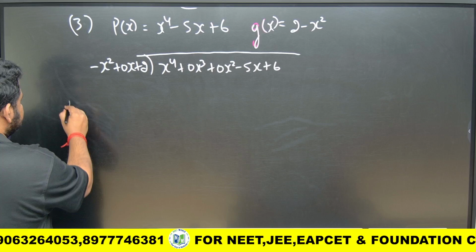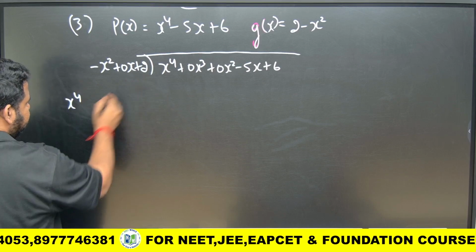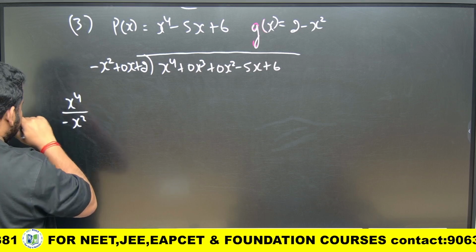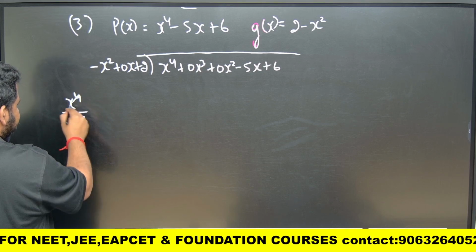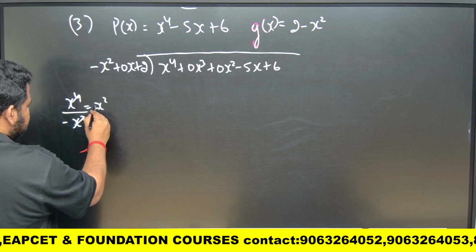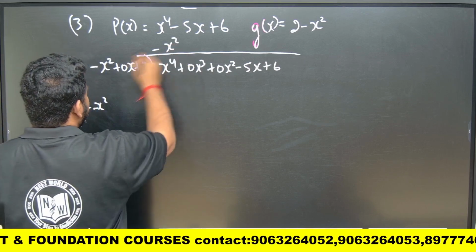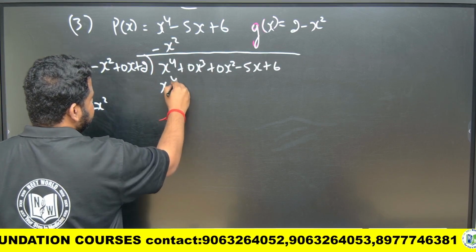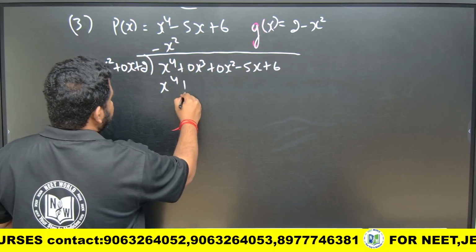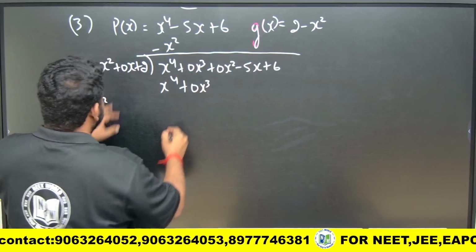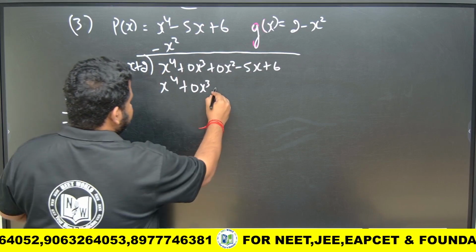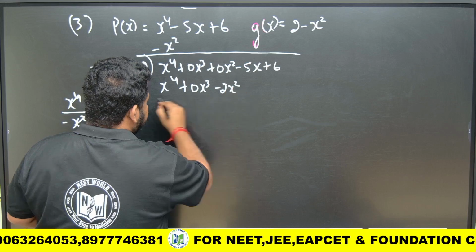Here in the numerator we have x to the power of 4 divided by minus x square. To get x to the power of 4, I should get minus x square, because here minus is there and here also I will get minus. So minus into minus is plus, and x square into x square gives plus x to the power of 4. Then 0 into x is 0, so 0x cube again. 0x cube, minus 2 into x square. This is 2 into minus x square, which is minus 2x square. Got it? Minus 2x square.